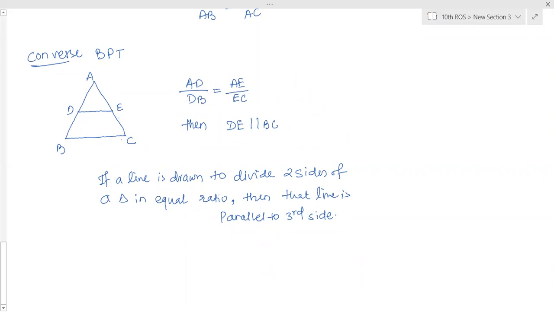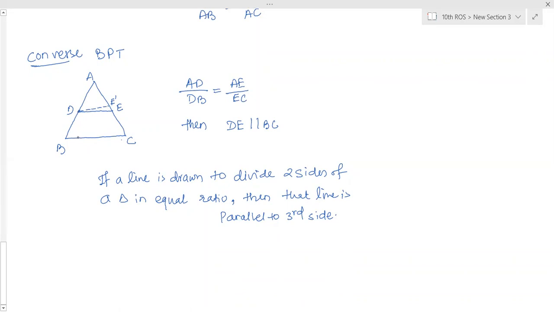We will consider that DE is not parallel to BC, and we have to prove ourselves wrong. So now if DE is not parallel to BC, then through D we will draw another line which is parallel to BC. Suppose DE dash is a line parallel to BC, because from one point outside the line, only one line can be drawn parallel to the given line.